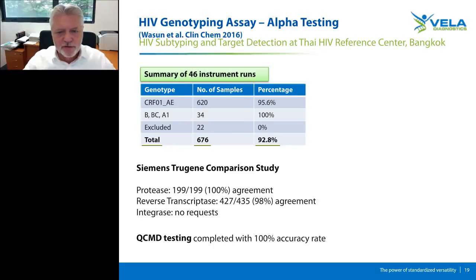In the meantime, we also have data from the United States, which is not shown here, based purely on subtype B, and the detection rate was nearly 100%, confirming this data here. In this study, they had 22 samples which were excluded due to low viral load or low sample quality.